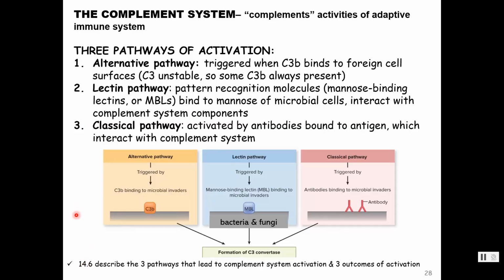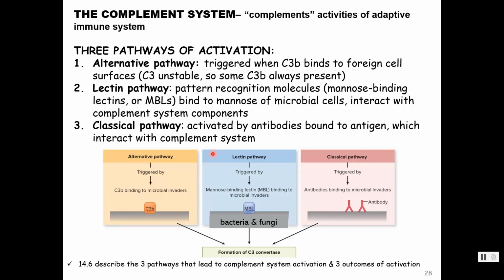There are 3 pathways to activate this awesome complement cascade, and one of them is the alternative pathway, which I was just mentioning. C3b is an active protein, and it can just bind to foreign cell surfaces. I'll show you how it knows in a couple of slides. Once it binds, we get formation of C3 convertase. I know, kind of weird. And then we're going to get our complement cascade.